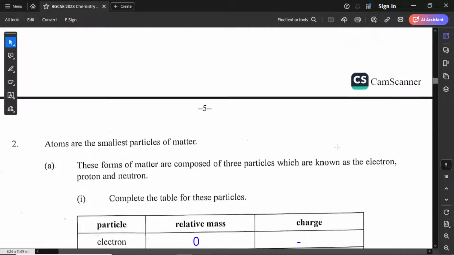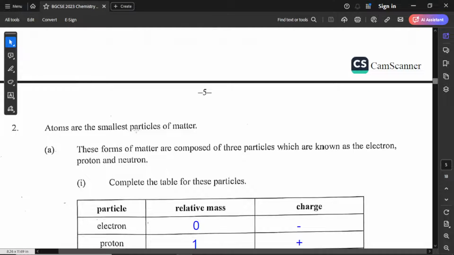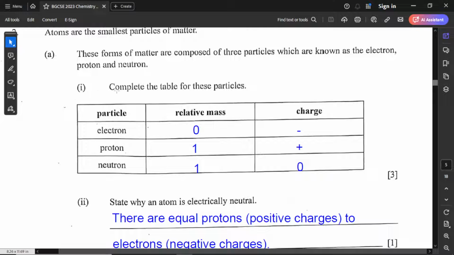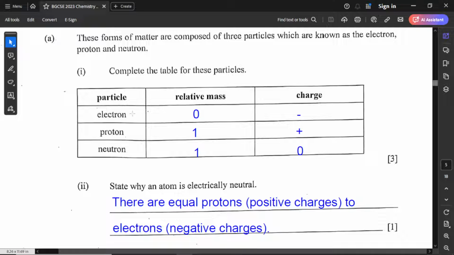For question number 2, atoms are the smallest particles of matter. For A, it said these forms of matter are composed of 3 particles, which are known as the electrons, protons, and neutrons. And for part 1, it said complete the table for these particles. So we have relative mass for electron is 0. We really don't have a mass. There's a true mass, but the relative mass is 0. Proton 1, neutron 1, and then the charge of an electron is negative, the charge for proton is positive, and the charge for neutron is 0.